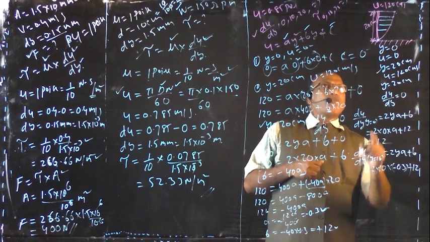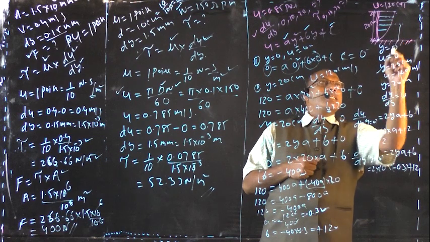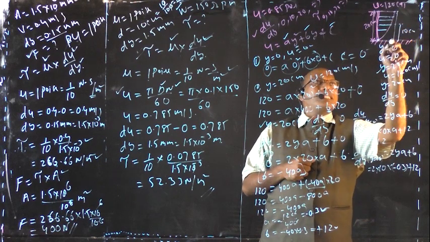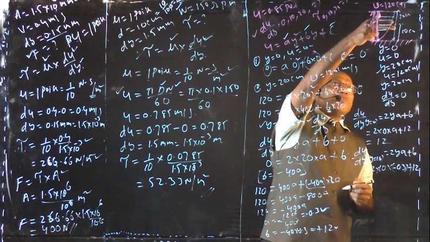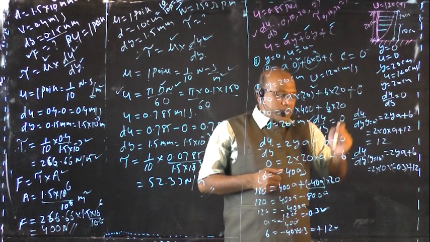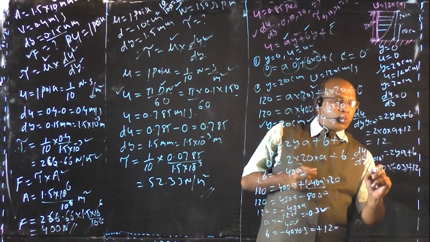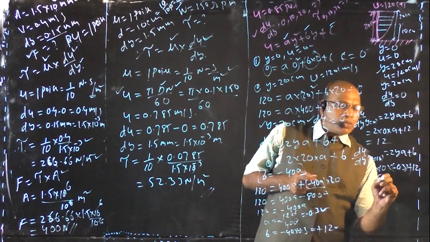Therefore du by dy at a distance y is equal to 10 centimeters, that is the middle of the velocity profile. This is 10 centimeters, this is 20 centimeters. At the middle of the velocity profile, du by dy is equal to 2 into 10 into minus 0.3 plus 12, which is equal to 6 units.